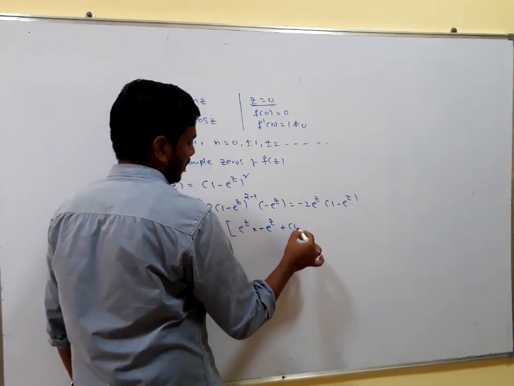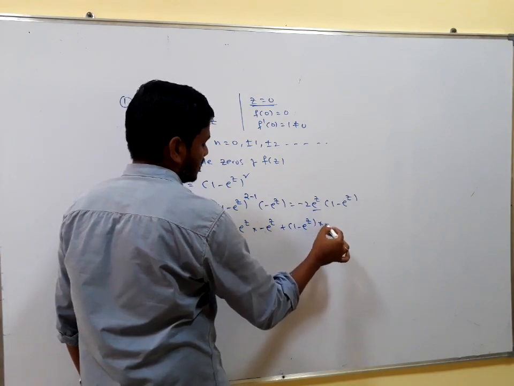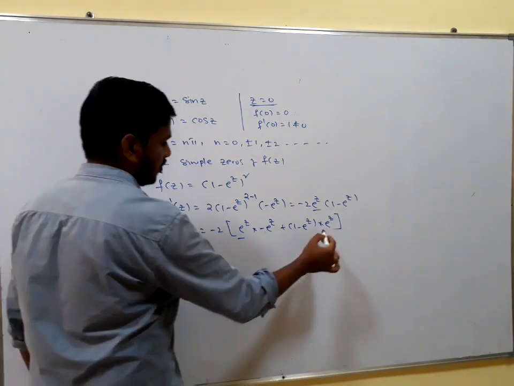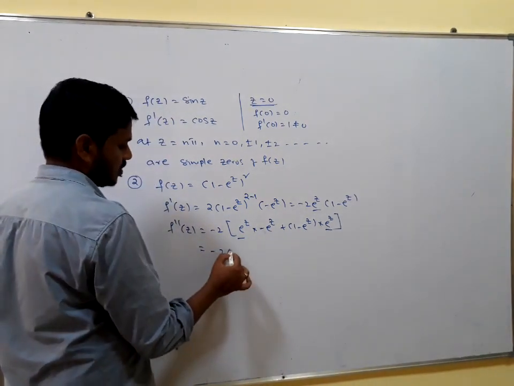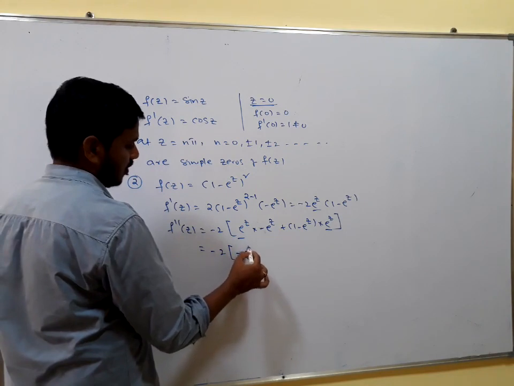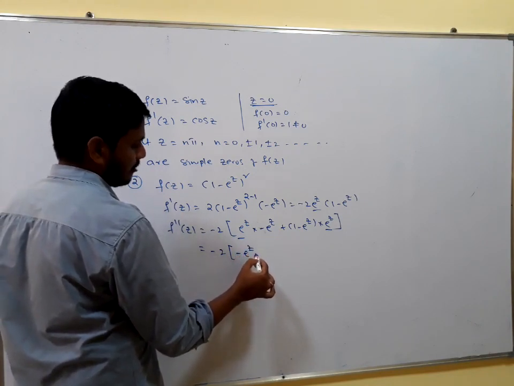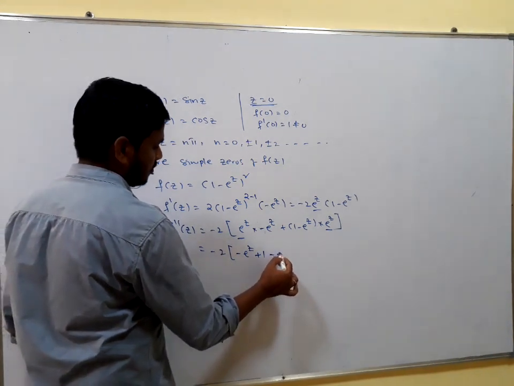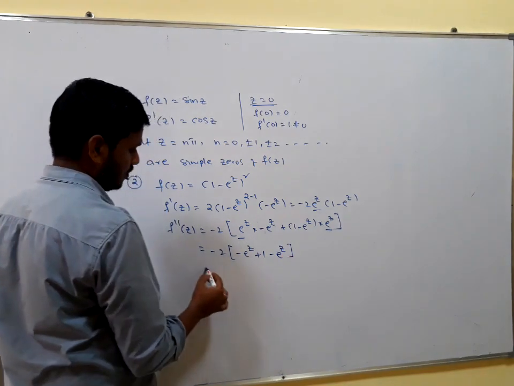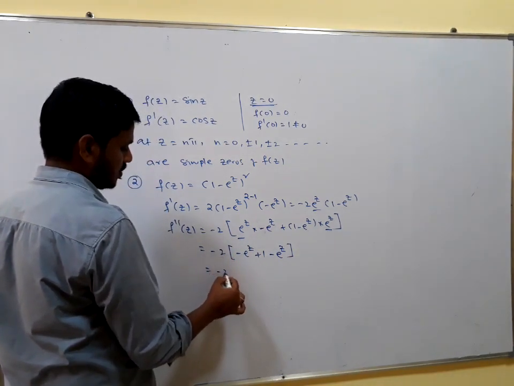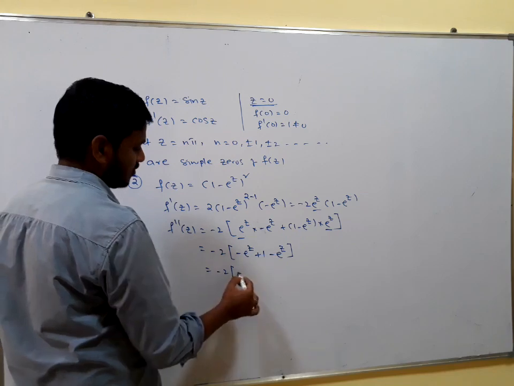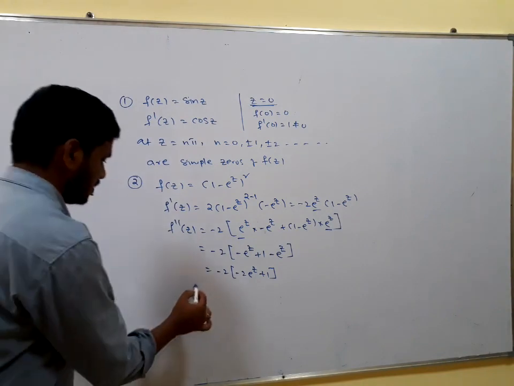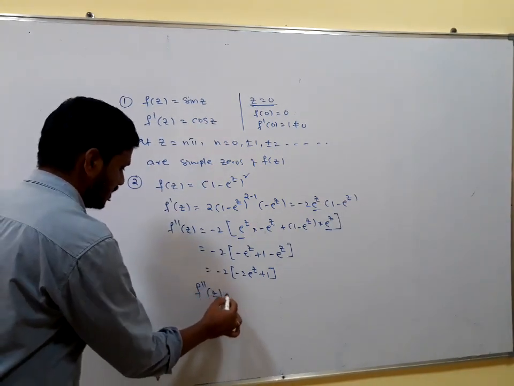Next, plus (1 minus e to the power of z) into the derivative of e to the power of z, which is e to the power of z, and the whole thing is minus 2. You can take e to the power of z common, no problem. If you take e to the power of z common, we have minus 2 into (minus e to the power of z) plus 1, which gives minus 2 e to the power of z... minus 2 e to the power of z plus 1.